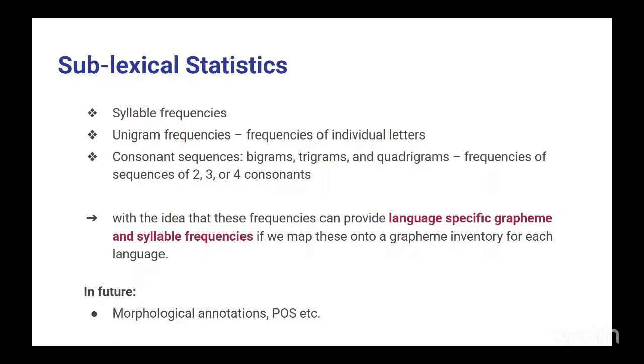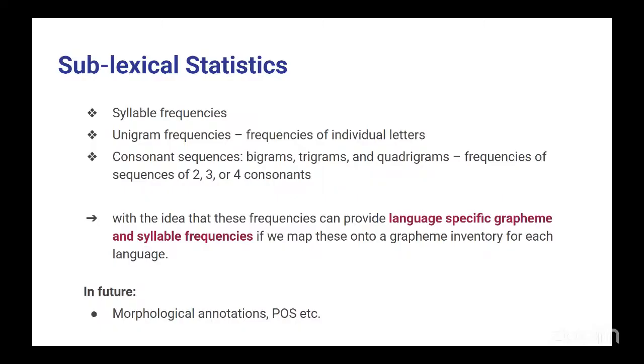So in terms of sublexical statistics, these are still under construction. But we want to include sublexical frequencies at the syllable level, the individual letter level, and then at the grapheme level, looking specifically at strings of consonants and their frequencies. The whole idea is that we can then map these frequencies onto an existing inventory of graphemes and syllables in these languages, which is actually surprisingly difficult to find. So maybe that can inform this kind of documentation.